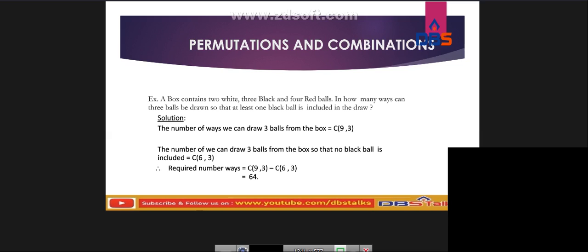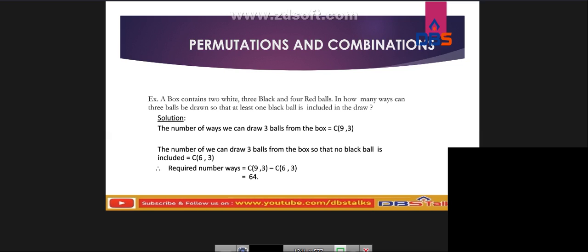See, the number of ways we can draw 3 balls from the box is C of 9 comma 3, totally 9 balls, 3 balls will be drawn. Next, the number of ways we can draw 3 balls from the box so that no black ball is included, that is C of 6 comma 3. Therefore the required number of ways equals C of 9 comma 3 minus C of 6 comma 3, that equals 64, is the answer.